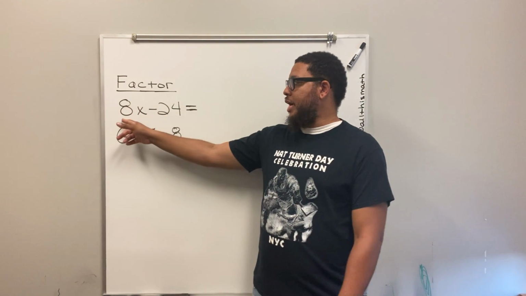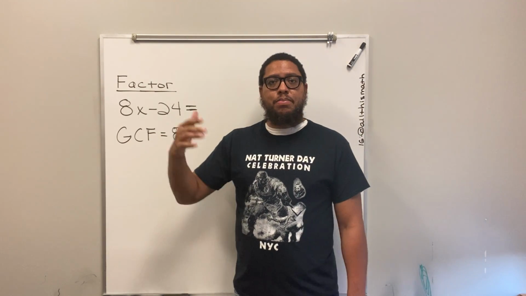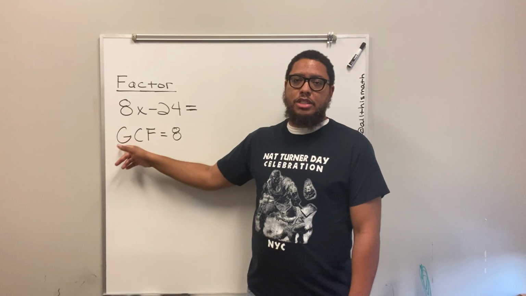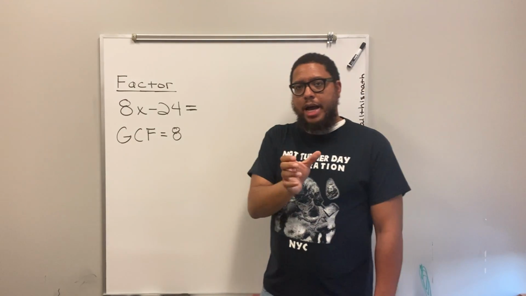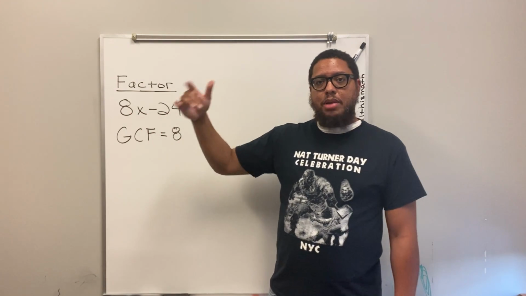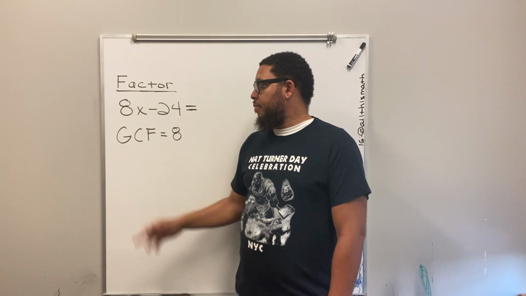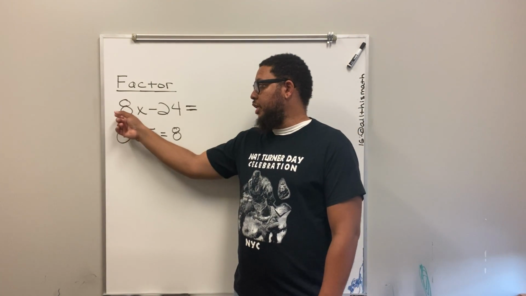2 can be multiplied into 8. 2 can be multiplied into 24. But again, 8 is bigger than 2. That's where the G comes in. G stands for greatest. You want the greatest, the biggest number out of all the numbers that these numbers have in common that can be multiplied into them. You want the biggest one. And then the factor is just that, the number that can be multiplied into each of these numbers.